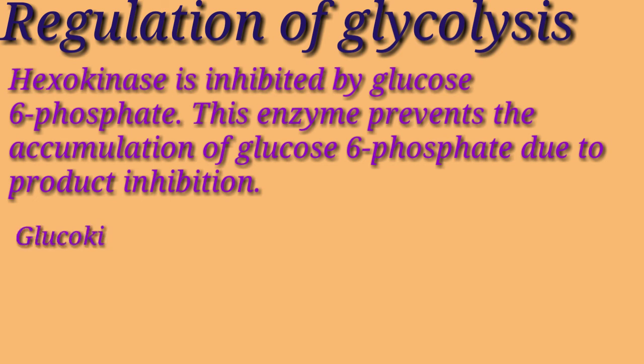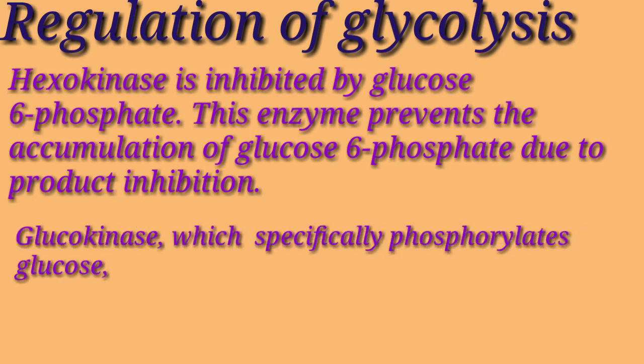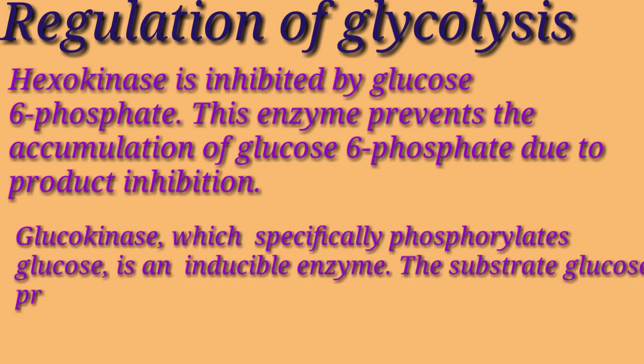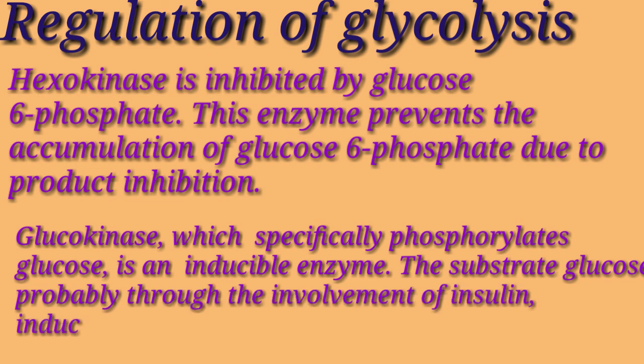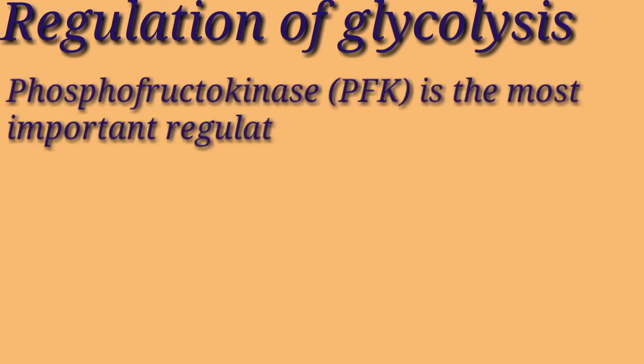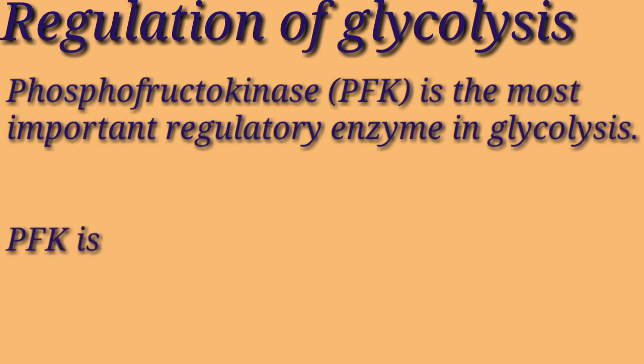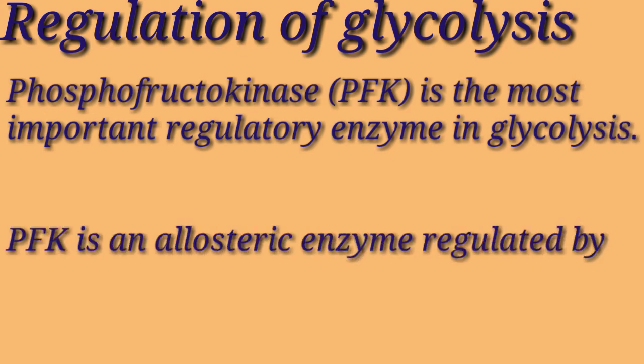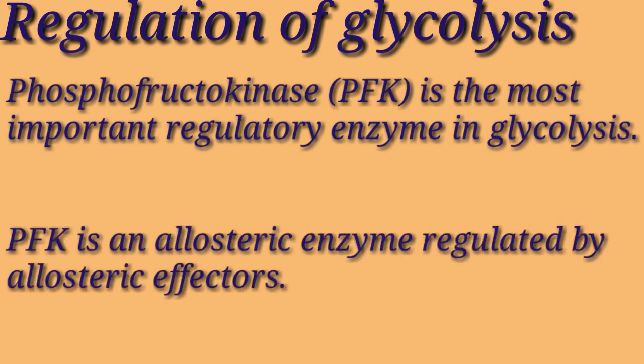Next is glucokinase, which specifically phosphorylates glucose and is an inducible enzyme. The substrate glucose, probably through the involvement of insulin, induces glucokinase. Phosphofructokinase is the most important regulatory enzyme in glycolysis. It is an allosteric enzyme regulated by allosteric effectors.